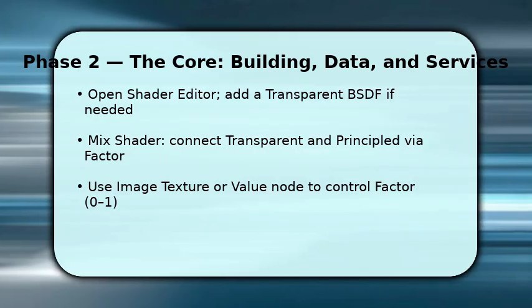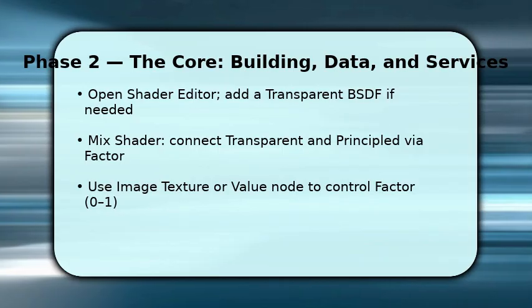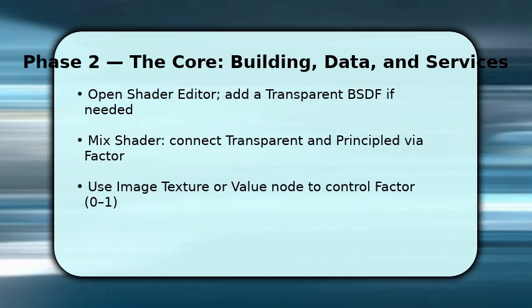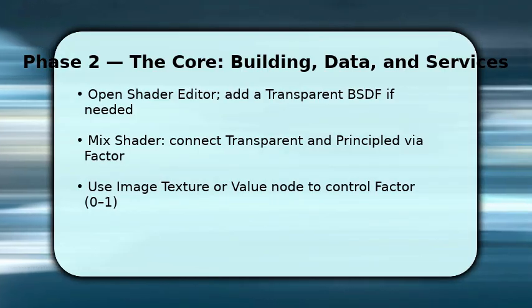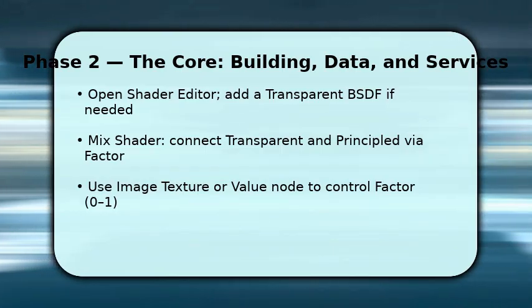First, add a transparent BSDF and create a mix shader that blends it with your principled BSDF. The mix factor determines visibility. Then connect an image texture alpha or a value node to the factor. 0 yields fully transparent, 1 keeps opaque, so you can paint or animate opacity. Once wired, tweak roughness and color to preserve visual consistency when transparency is introduced.